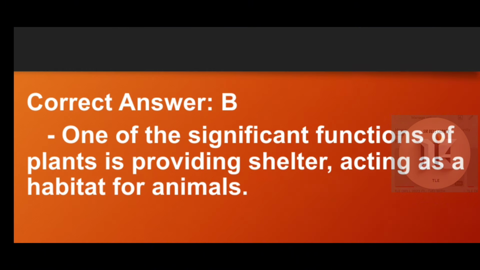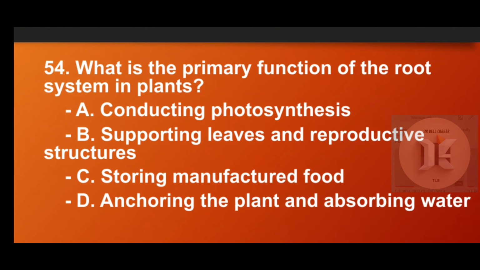Correct answer. B. One of the significant functions of plants is providing shelter, acting as a habitat for animals. 54. What is the primary function of the root system in plants? A. Conducting photosynthesis. B. Supporting leaves and reproductive structures. C. Storing manufactured food. D. Anchoring the plant and absorbing water.